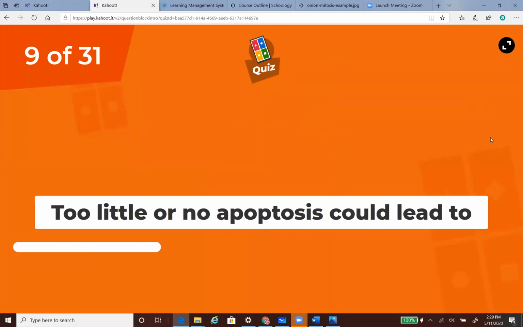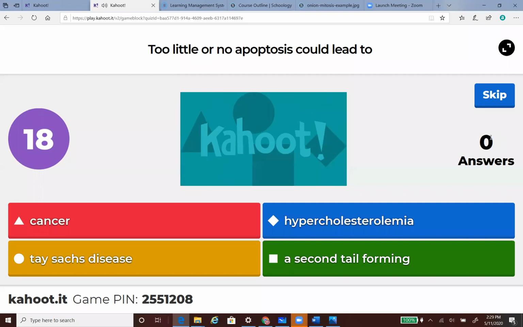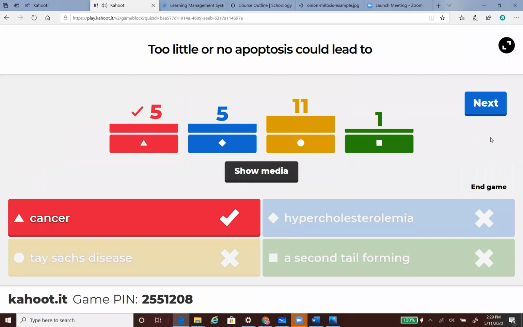Tough round. Okay, when there's not enough cell death, that's what apoptosis means. What could this lead to? Not enough cell death means too much cell division. That's a hint. Uh-oh, cancer. Too much cell division, right? Too much cell division would be cancer.